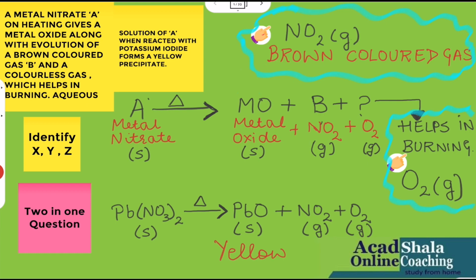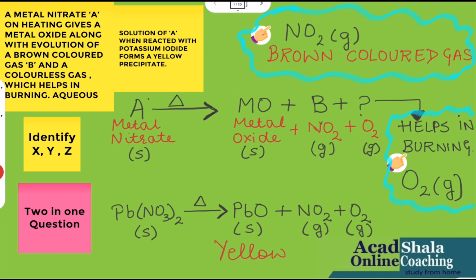Now, this question says identify A, B, C, which is given over here. Or sometimes in the question, it might be written identify X, Y, Z or P, Q, R, S and so on. This type of question usually comes in the board exam, and sure shot it will be there. So now let us solve this question further.